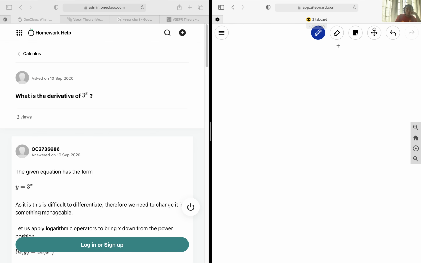For our next question, we will want to find the derivative, so d over dx of 3 to the power of x. For this one, we're going to be using some logarithmic properties. So first we're going to set y equal to 3 to the power of x, right? And so that means we'll be looking for d over dx of y. And so we first start off by taking the ln of both sides, and we get ln y is equal to ln 3 to the power of x.